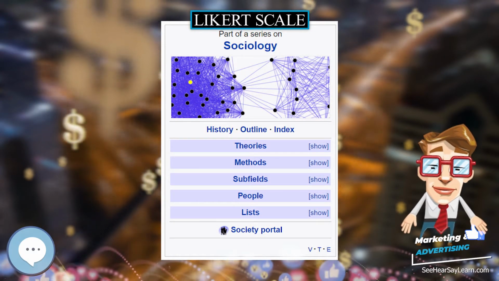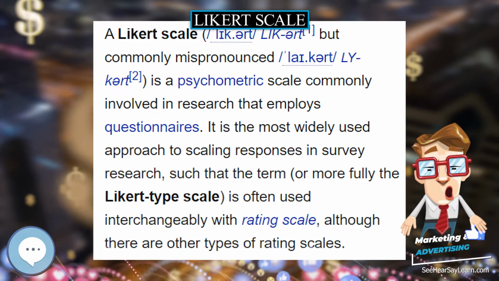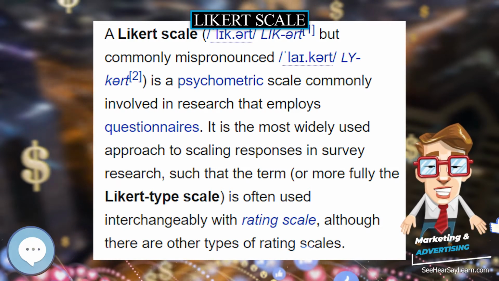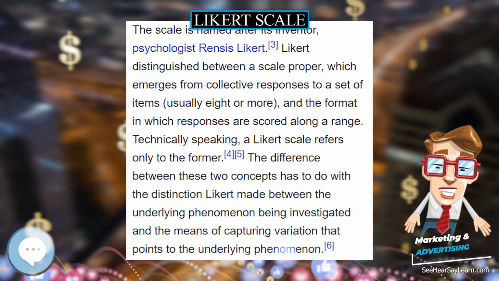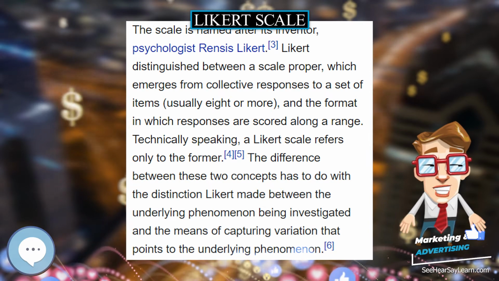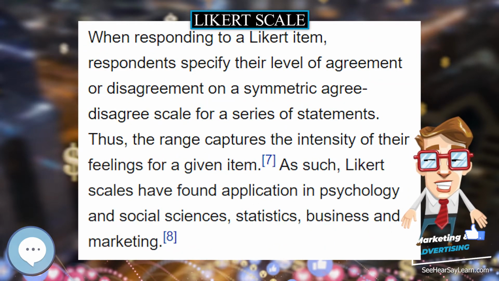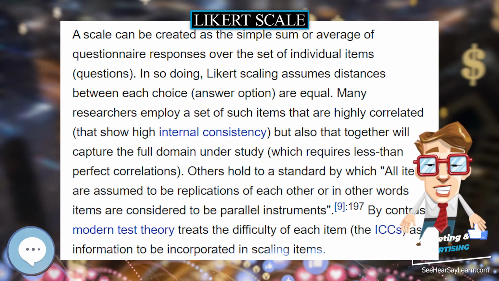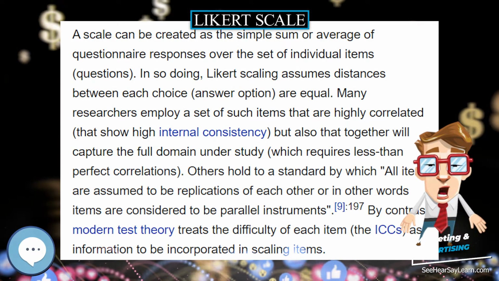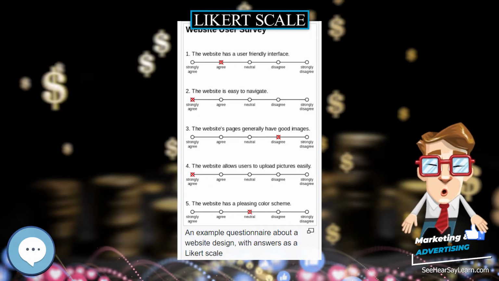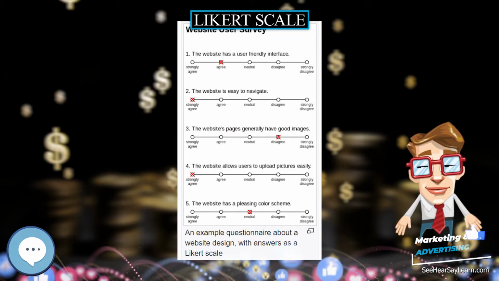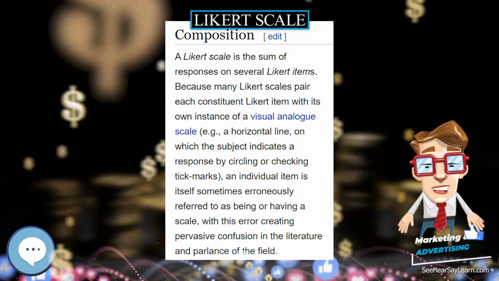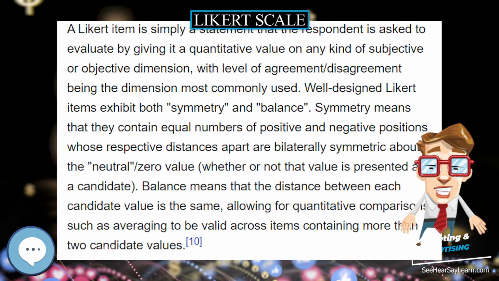Likert scale. A Likert scale, pronounced "Likert" but commonly mispronounced "LY-kert", is a psychometric scale commonly involved in research that employs questionnaires. It is the most widely used approach to scaling responses in survey research, such that the term, or more accurately the Likert-type scale, is often used interchangeably with rating scale, although there are other types of rating scales. The scale is named after its inventor, psychologist Likert.